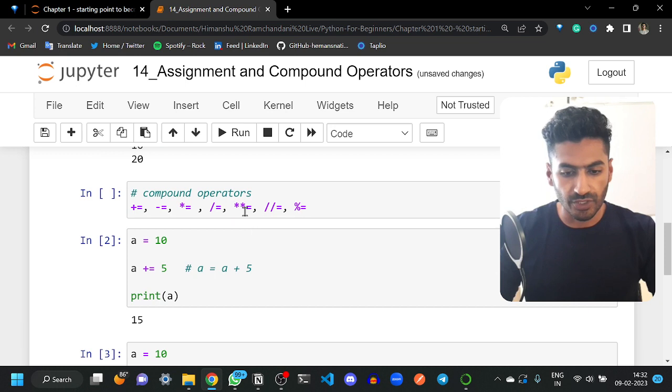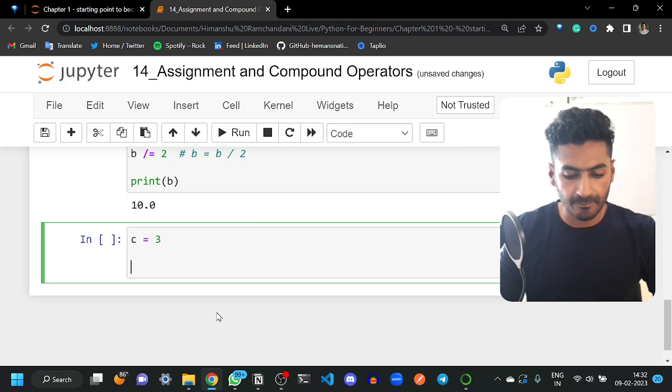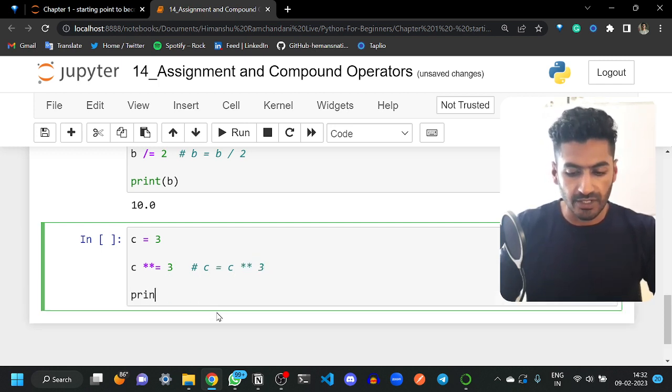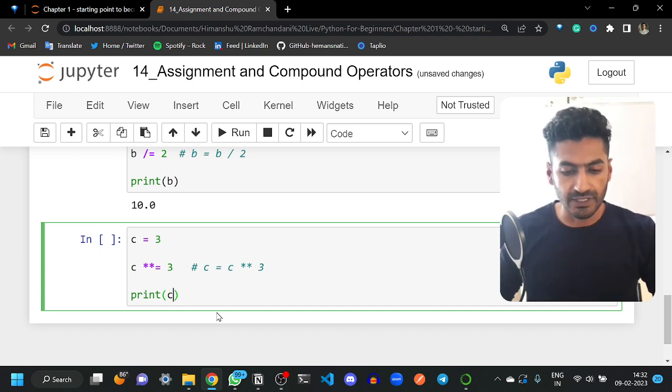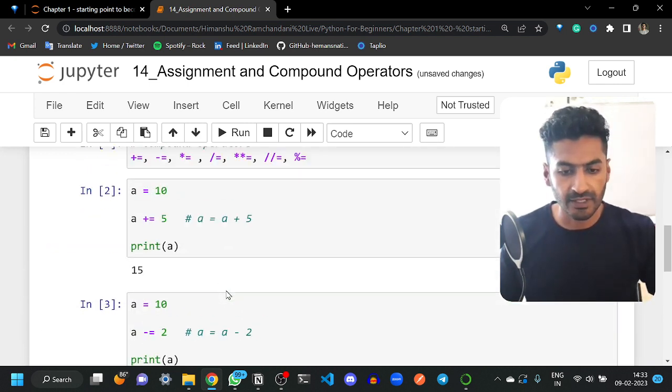Let's take one more example. Let's suppose we are working on exponents. If I write c equals 3, and c exponent equals 3, this means c equals c exponent 3. If you print the value of c, c is 3, 3 to the power 3, that means 3 cubed. 3 3s are 9, 9 3s are 27, 27 will be assigned to c and the output will be 27, correct?